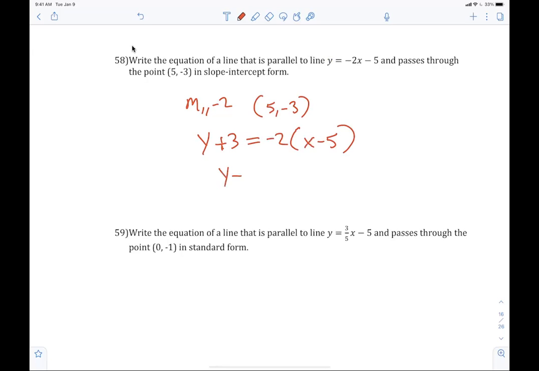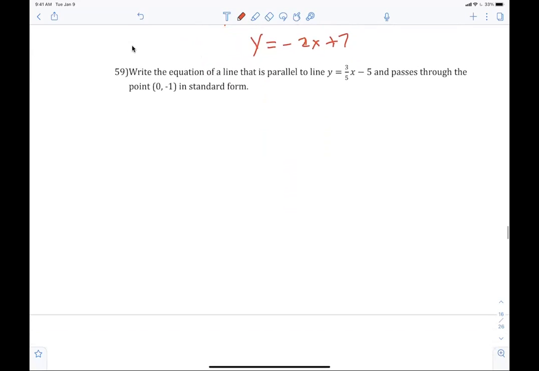y plus 3 equals -2x plus 10. Good. You have to move over the three. So y equals negative 2x plus 7. Perfect. All right, Chloe.